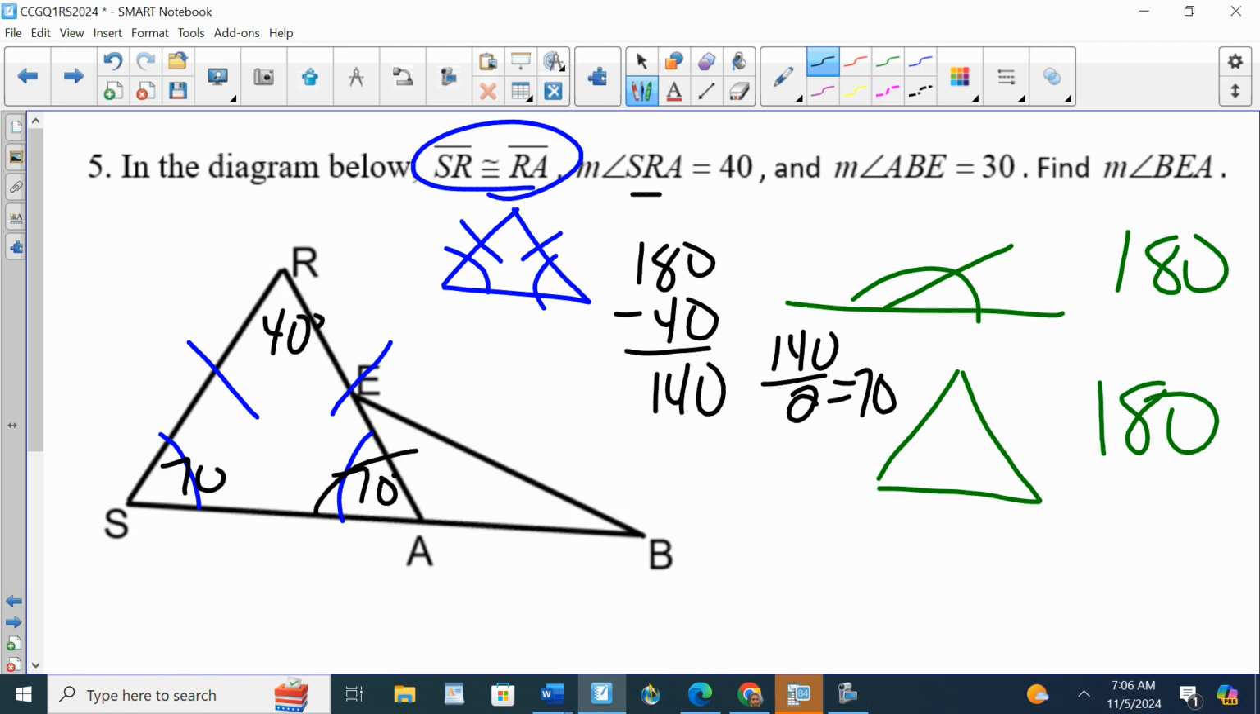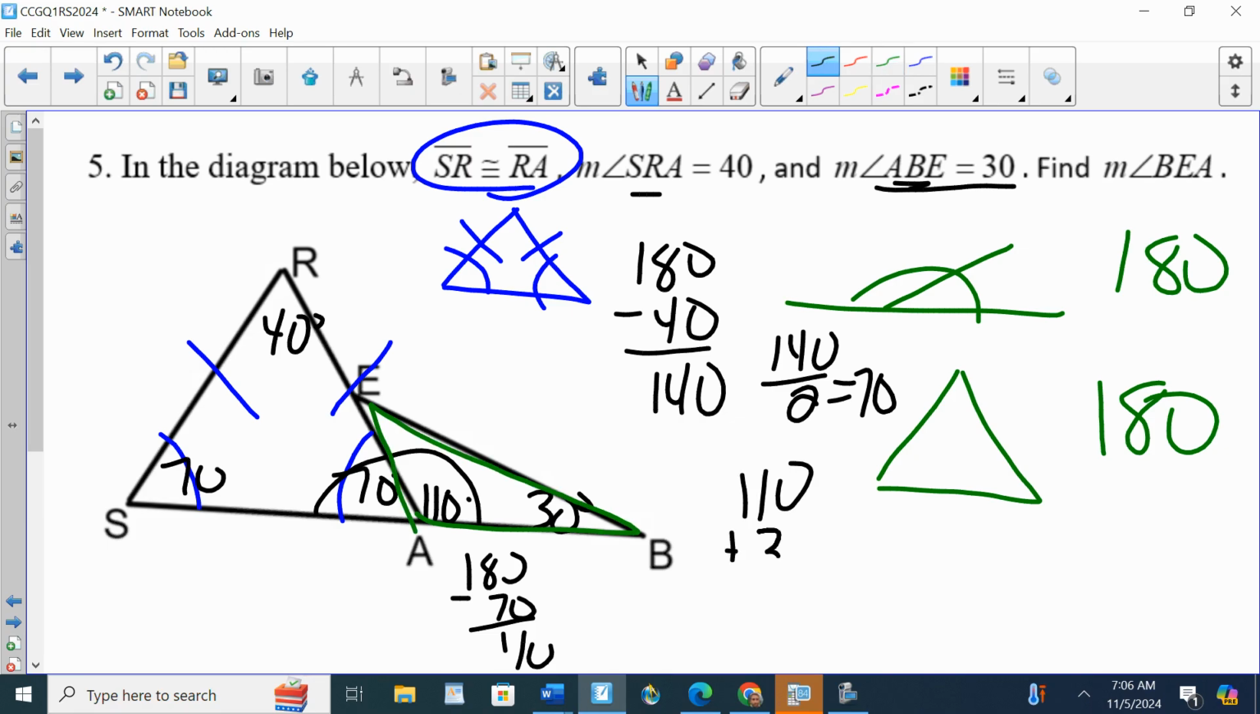Once I have that, I have a linear pair. When I have a linear pair, I subtract from 180. I got ABE, that's angle B is 30. And now I see my green triangle where I have two angles and I want to find the third. So whenever I have two angles and I want to find the third in a triangle, I add them up and subtract from 180.